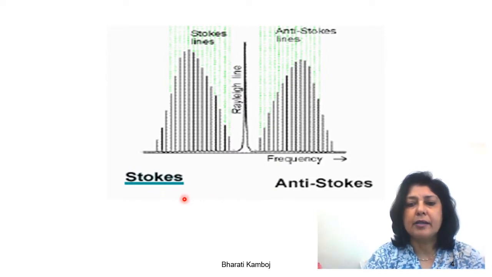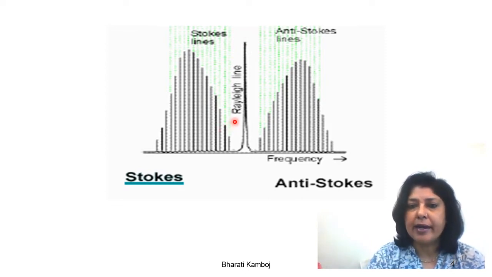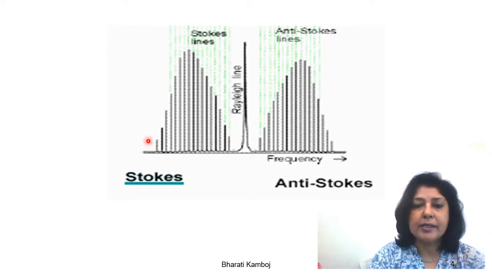Here we can see the graphical representation of the lines in a Raman spectrum. In the center is the line which corresponds to the incident frequency. This line is known as Rayleigh line. Then these are a group of lines having frequencies slightly higher than the incident frequency. These are known as anti-Stokes lines. And on the left side, these are a group of lines which have frequency slightly lower than the incident frequency, and these are known as Stokes lines.